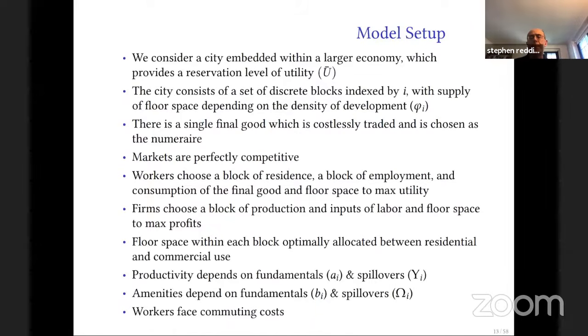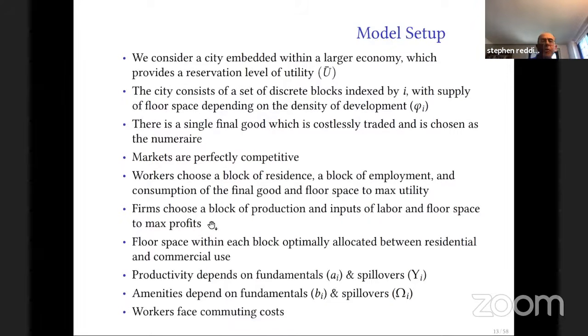What are we going to think about workers doing in the model? They're going to choose where to live within the city, a block of residence, and where to work within the city, a block of workplace. They're going to choose how much to consume of the final good and how much floor space to use residentially. And they're going to make those choices to maximize their utility, where, as we said, in equilibrium, their expected utility has to equal the reservation level of utility in the wider economy. That indifference condition will endogenously determine the population of the city.